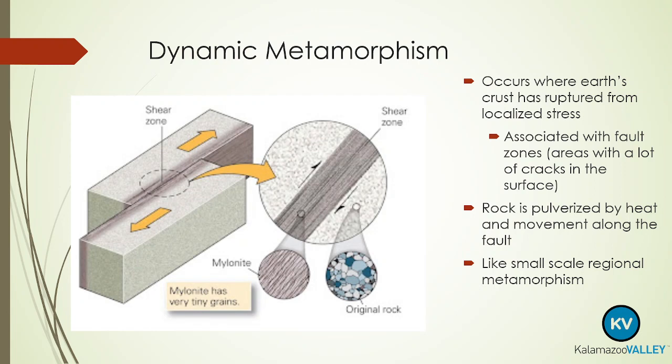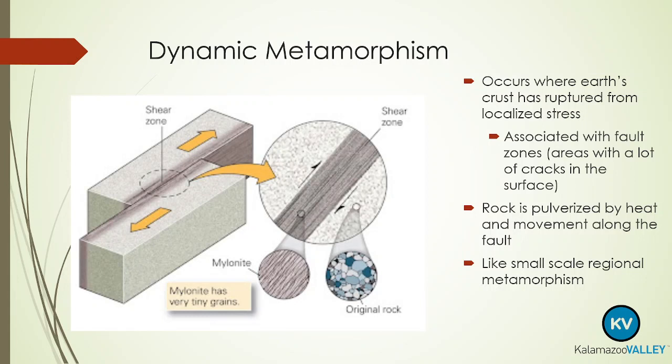And dynamic metamorphism does commonly occur in these shear zones. This is where the Earth's crust has ruptured from localized stress. So this would be similar to pushing together a clump of somewhat dehydrated putty or Play-Doh, where you would get a little bit of cracking at the part where you're exerting the most force, or localized stress, in other words, which would take place at the apex of that bend, so the halfway point of that bend.